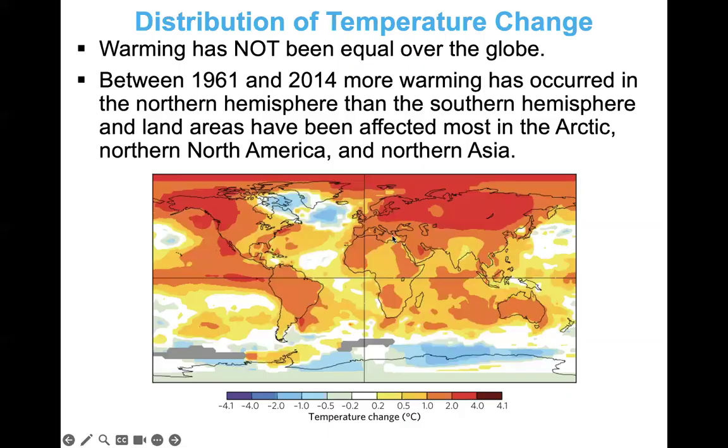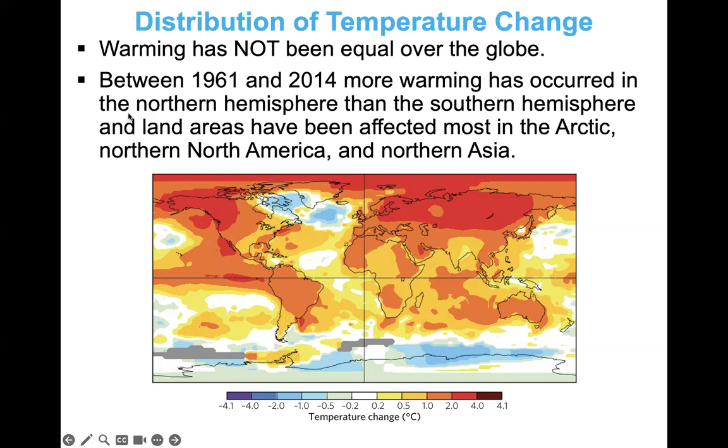The last part here will be about the distribution of temperature change. Again, warming, of course, is not the same across the globe. You can see, for example, here, the temperature increase, we have 4.1 degrees Celsius, and anything in red, brown here is high temperature, high increase of temperature, purple, blue, very low temperature. And you can see that the heat will be different from one place to another.